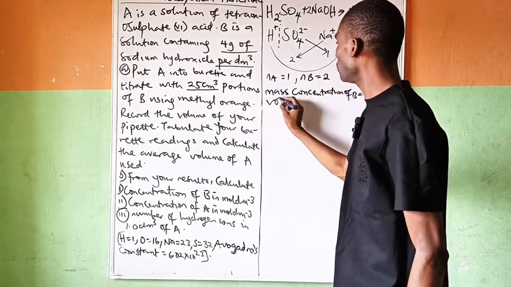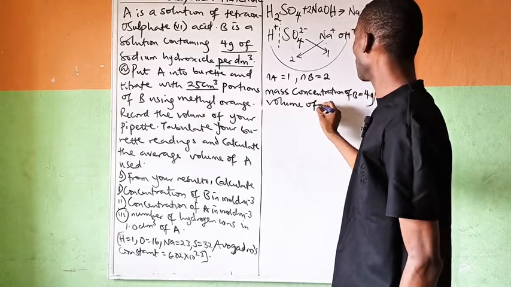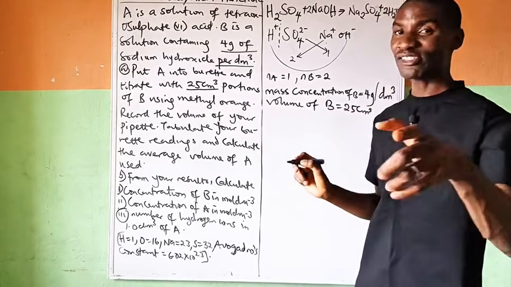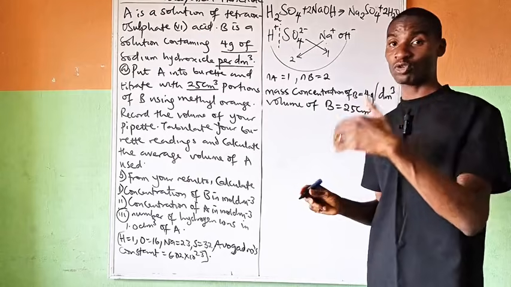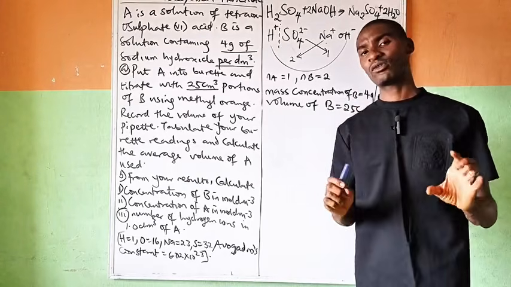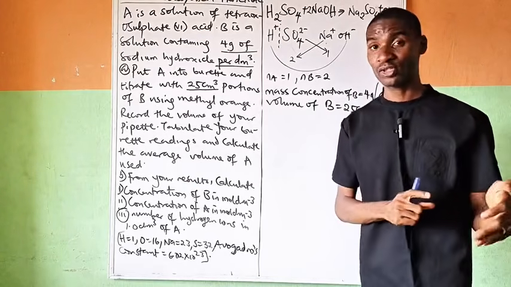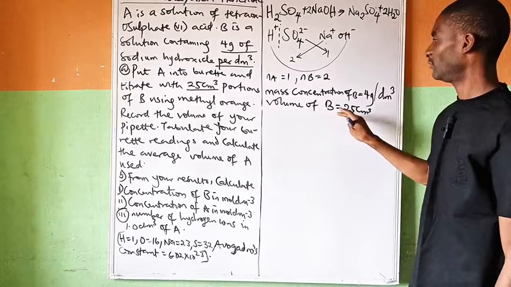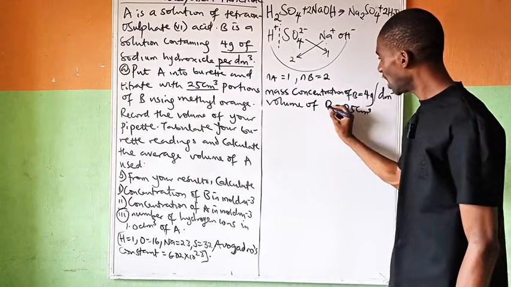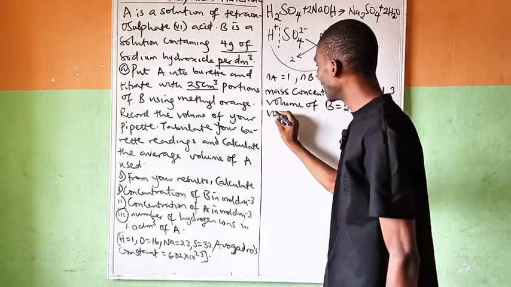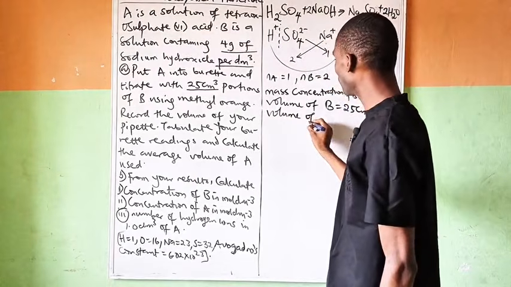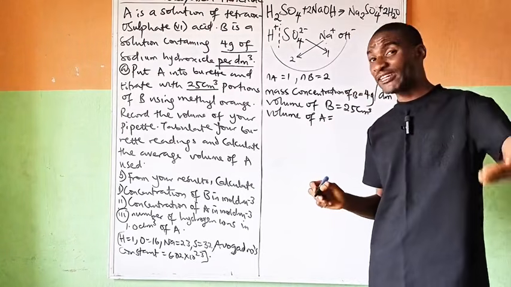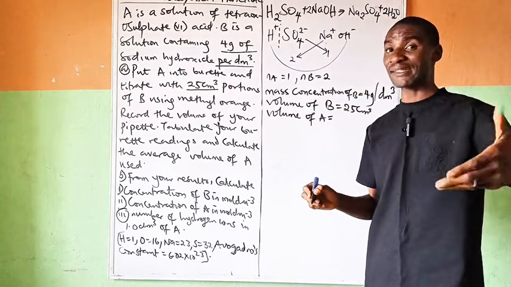So that means the volume of B, volume of base of B, is 25 cm³. In the question, they can tell you either 20 cm³ or 25, depending on the size of the pipette in your school. But most schools are going to be using 25 cm³ for the volume of the B, while the volume of acid, that's volume of A, is the average titer value that you got, which is the volume of acid used.